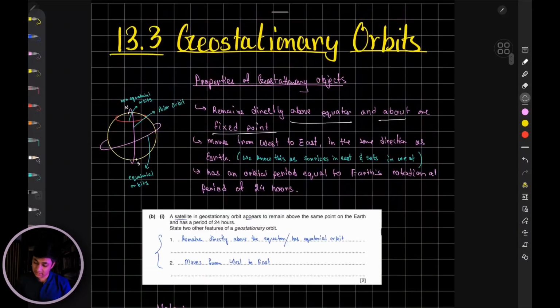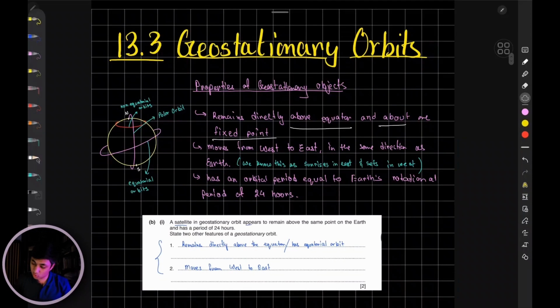Third point, it has an orbital period equal to the Earth's rotational period of 24 hours. So notice, to be above the same exact fixed point, it needs to have the same 24-hour period. That is, it needs to complete one revolution within 24 hours so that it can stay above the same fixed point. Now, I keep repeating it needs to stay above the same fixed point, but why is that the case? Why do we need that?